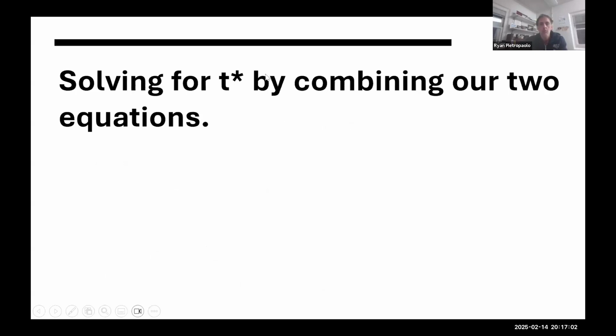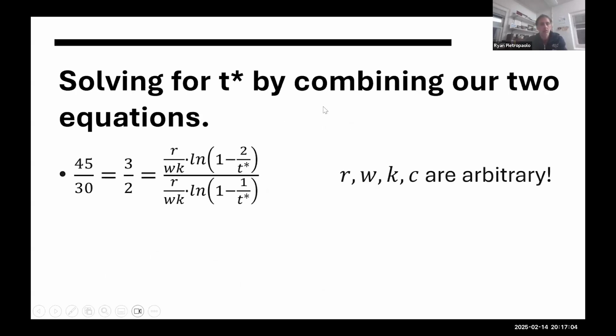So solving for T star, now we want to combine the two equations. Here they are. The top equation is the one equal to 45, and the bottom one is the one equal to 30. So obviously that's equal to just 3 halves. So now you can start to see here, if we cross multiply this, well, you don't even have to cross multiply.